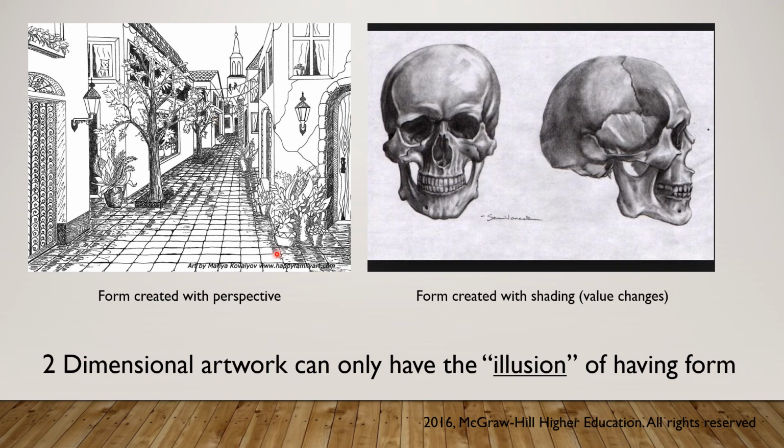Here's form that's created by using perspective. It's also used with hatching, cross-hatching lines in order to make some areas look darker than others. Here, this form is created by making value changes, and in this case, by pressure changes. So with a pencil, you could press really dark to get these dark areas, and then use it very lightly to get these kind of areas.